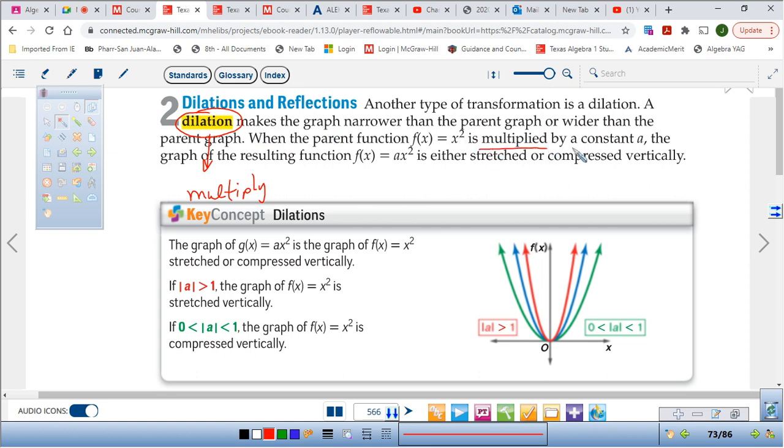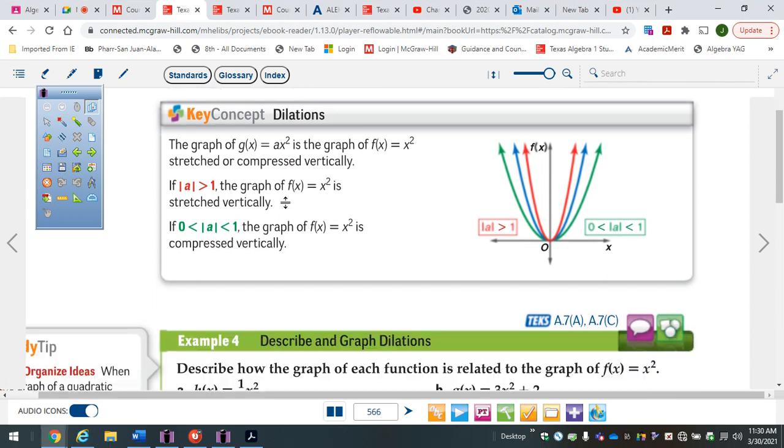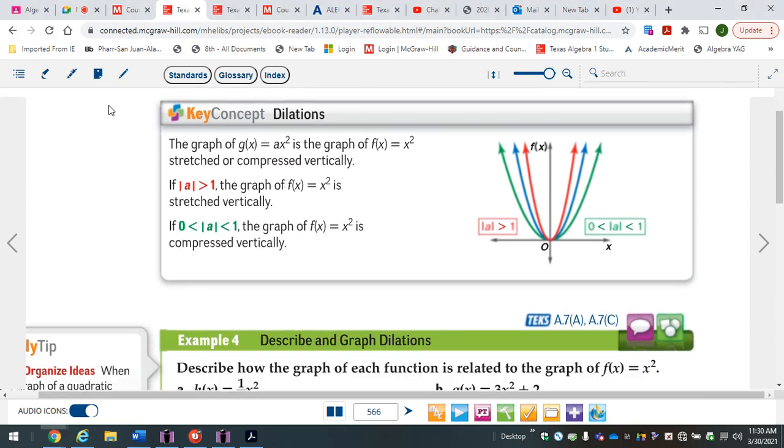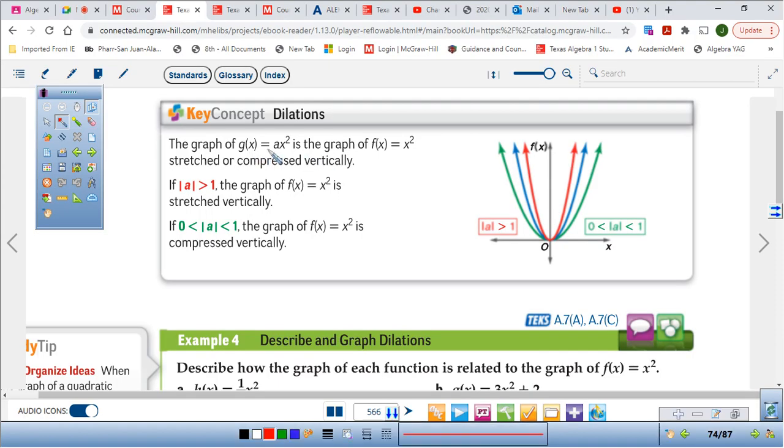It is multiplied by some constant a. Okay, we got to go fast. Now look at this one real quick. So dilations. When it comes to dilations, the original parent function, again, is still going to be f of x, and that's going to be x squared. That's your parent function. If you look at this, there's a number here, and there's a number 1. But what does that do to it? Nothing. It just leaves it the way it is, okay?